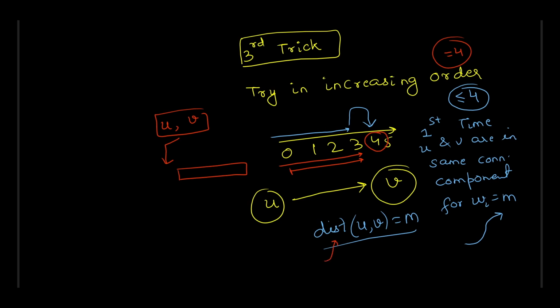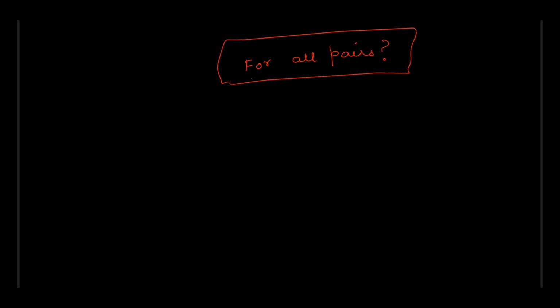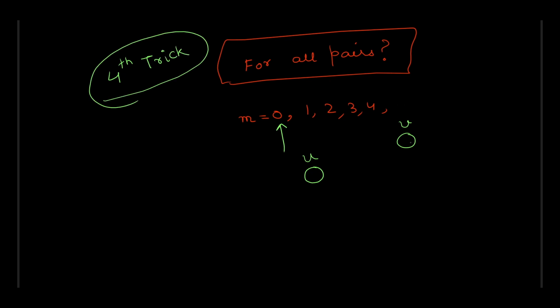So that's fine. But what if you want to compute for all pairs? Then you can notice that you just start deleting all the edges with 0, 1, 2, 3, 4, etc. And in each round, first of all, you delete all the edges with weight 0, and then you check which vertices became connected. This time, you're not fixing the vertices. This is the fourth trick that we are saying. This time, we won't fix the pair, we'll just delete the edges. We won't fix the pairwise thing.